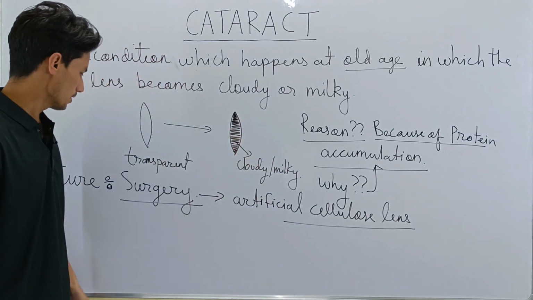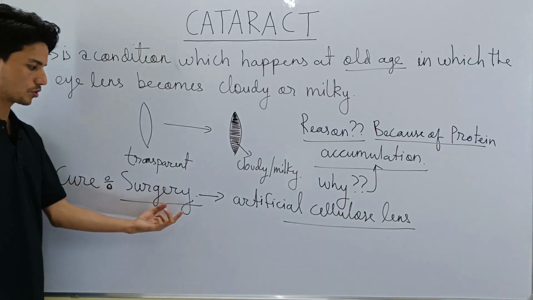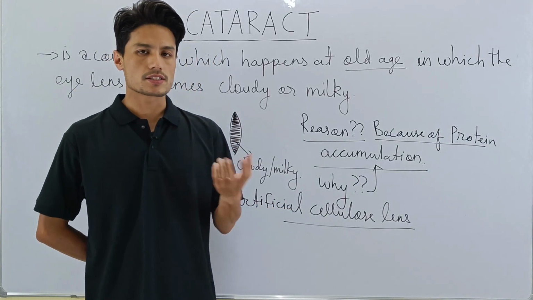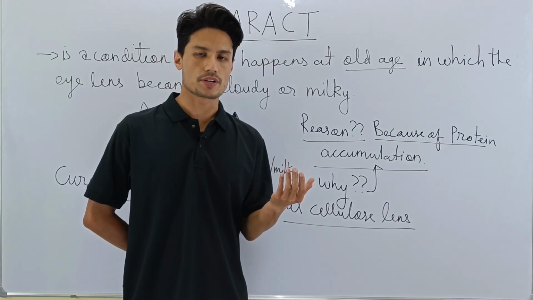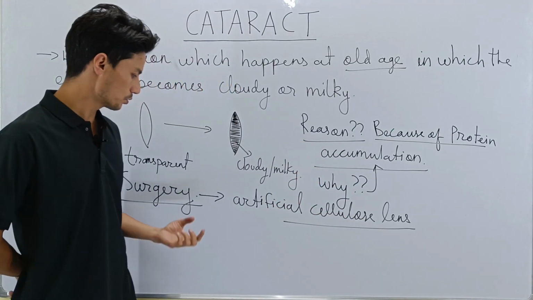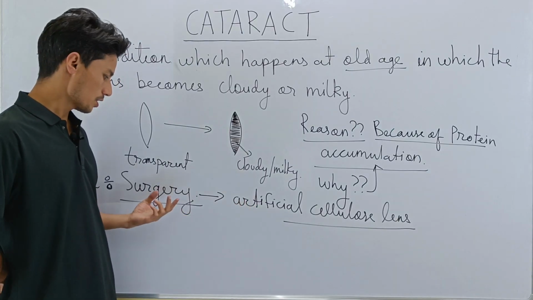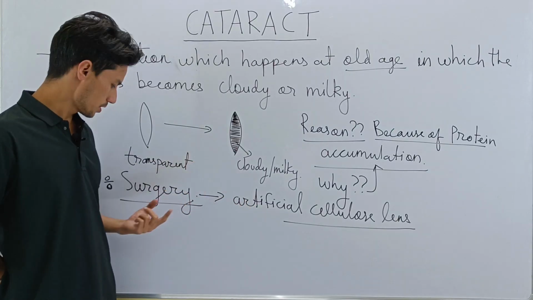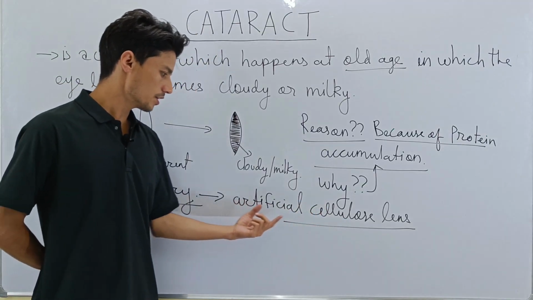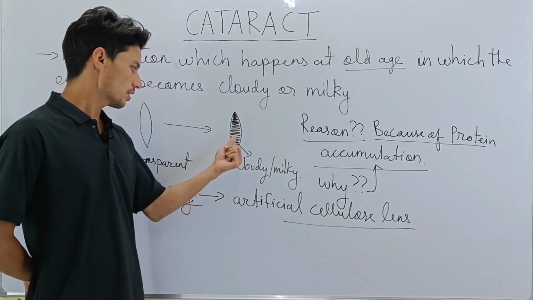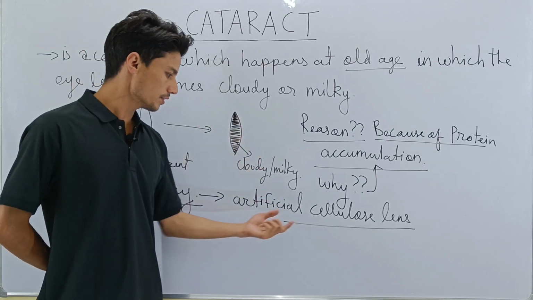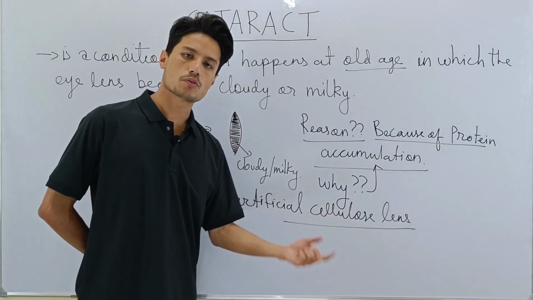The cure for this is to undergo surgery. These days, because of advancement in medical science, we also get laser surgery. Laser surgery can help remove this, or we can go to our old methods, which is to go for surgery. If we go for surgery, the cloudy, milky lens will be removed, and then an artificial cellulose lens will be inserted.